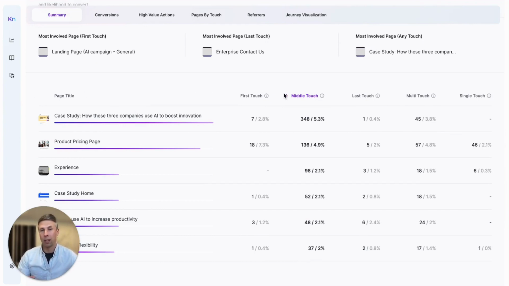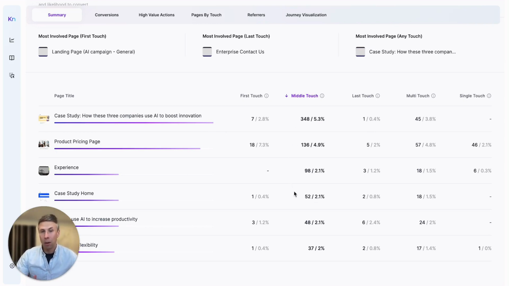And the most interesting thing here, what I like to look at, is the middle touch. For instance, this case study is interesting because it's got really low first touch attribution, so not a lot of people began their journey here. It's got really low last touch attribution, so only one person saw this and then converted right away. But it is part of 348 of those 480-something journeys within the middle touch.